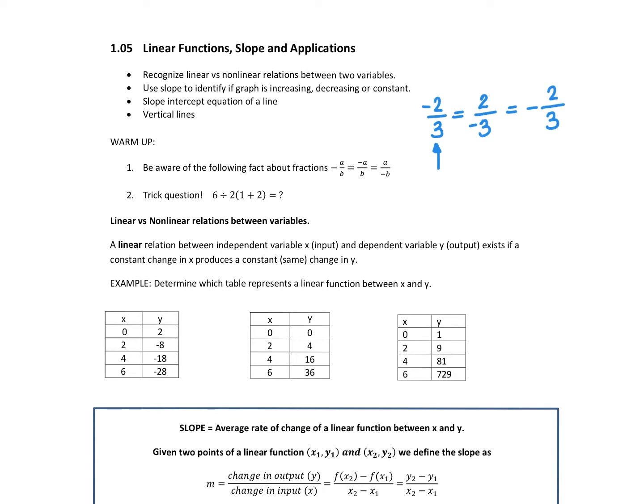Here's a trick question. 6 divided by 2 times quantity 1 plus 2. What do we do first? Well, order of operations would say do your parentheses first. So 6 divided by 2 times 3. And then you do your multiplication and division from left to right. So 6 divided by 2 is 3. And we still have to multiply by 3, so now we get 9.